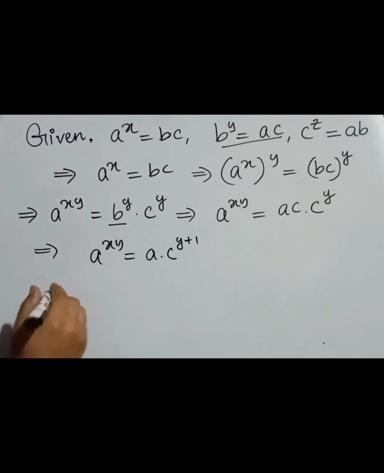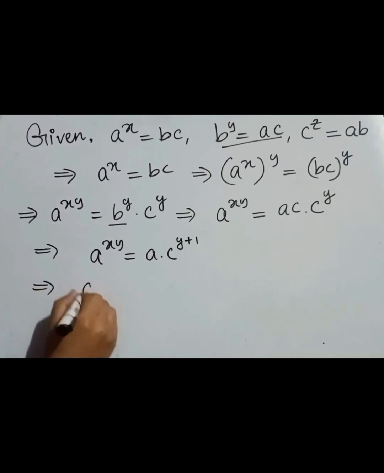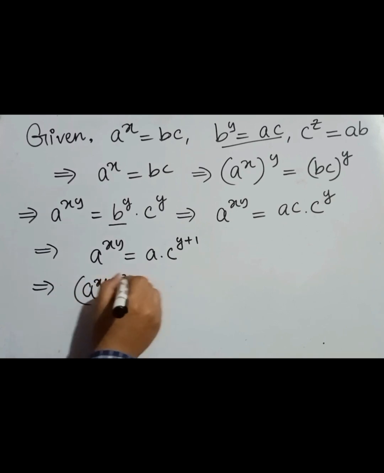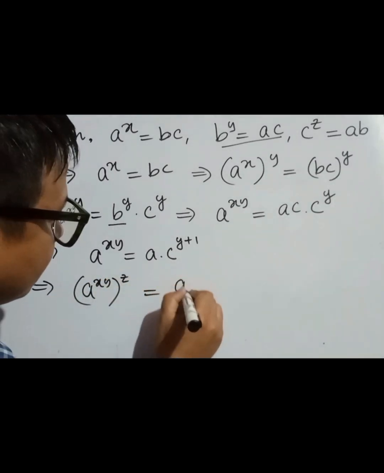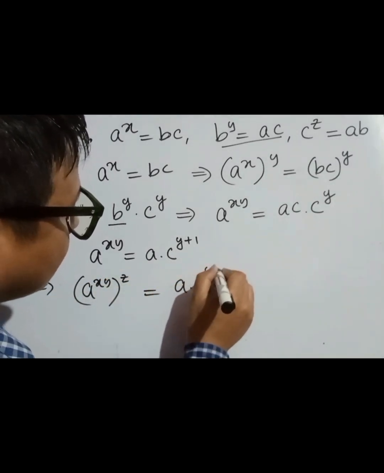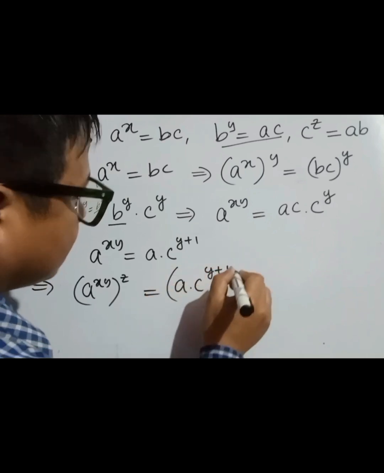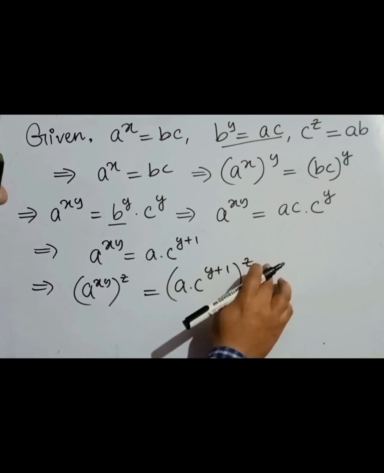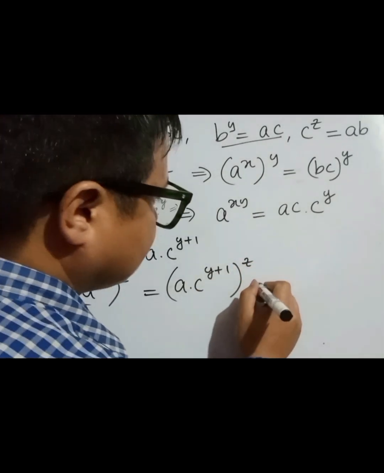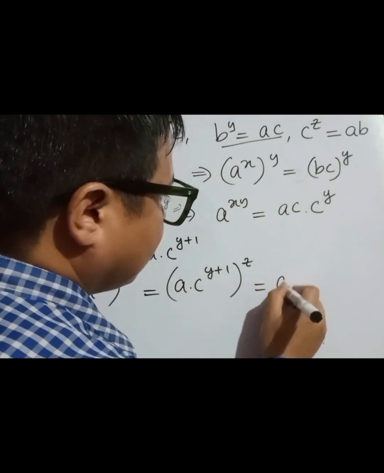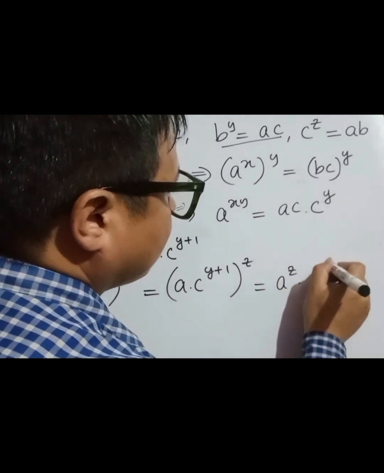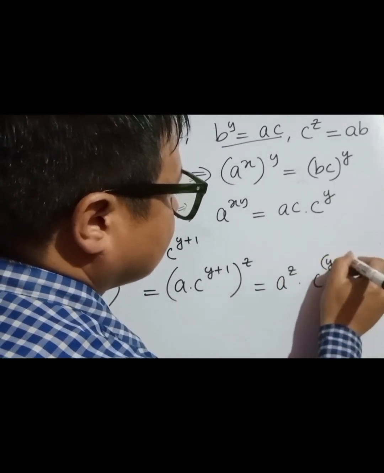Again, we are going to raise both sides of this equation to the power z. So it becomes a to the power xy raised to the power z, and right hand side a into c to the power y plus 1 whole raised to the power z. This is equal to a to the power z into c to the power y plus 1 into z.